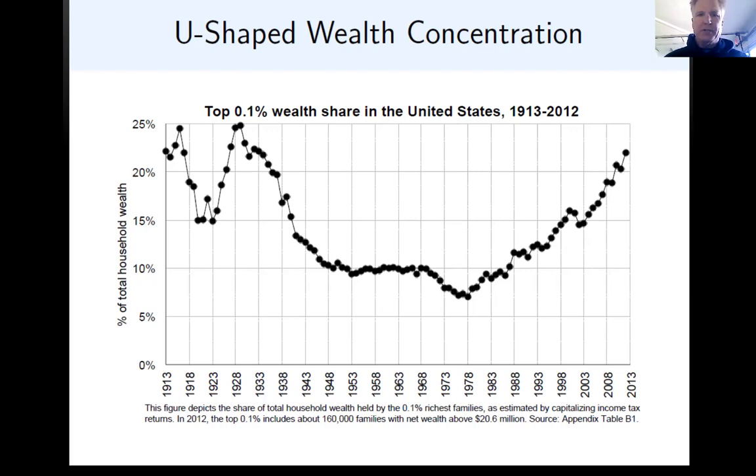That concentration did tend to decline over time, and it hit kind of a low somewhere in the early 1970s when the top 0.1% had about 7% of the wealth. So that's a significant decline. But since the 1970s, it's been steadily working its way back upward. And by 2013, it was again close to 25%.